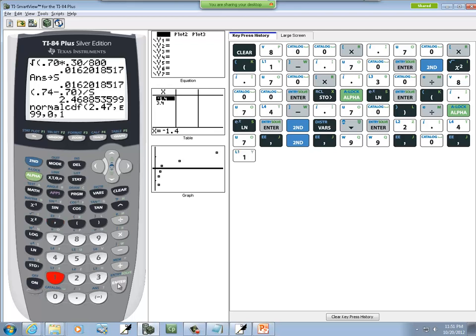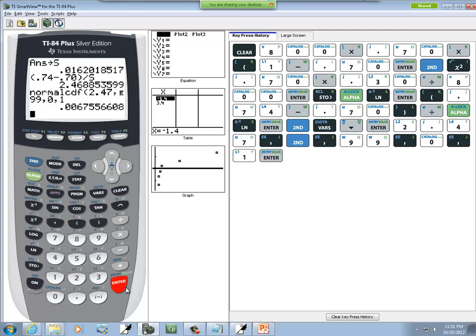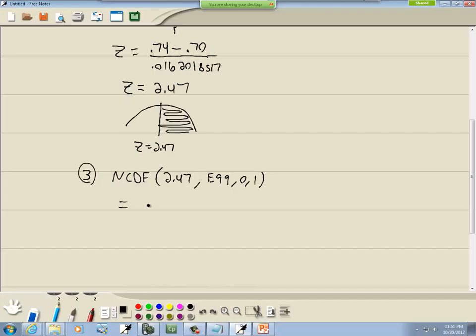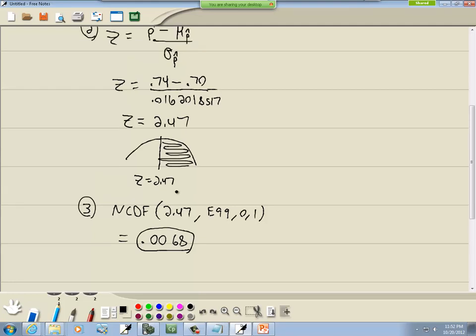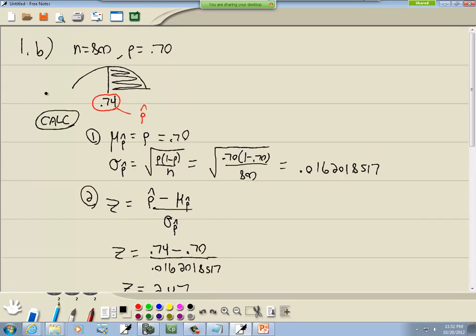Little trick on that is if your mean and standard deviation are 0 and 1, you don't even have to put them on. So our answer will be 0.0068, rounding to 4 decimal places. Now I'm going to jot that down on a piece of paper, because I'm going to start a new page here, and I want to compare that probability to the next one. So that's using the calculator.